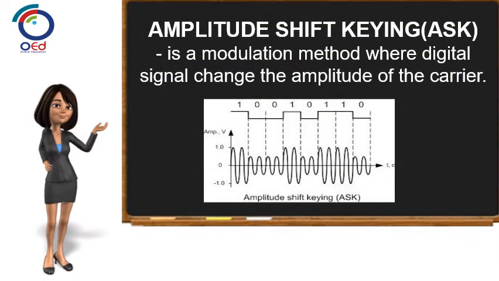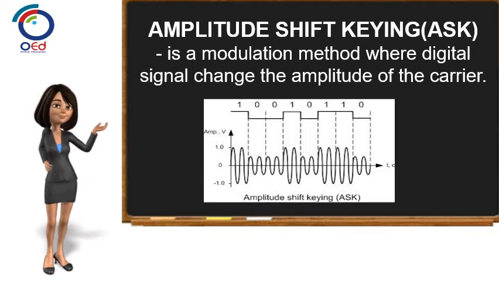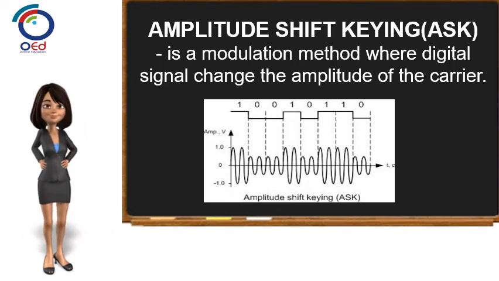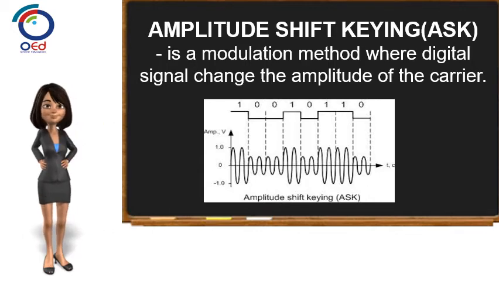Now let's talk about amplitude shift keying, or ASK. What is amplitude shift keying? Amplitude shift keying is a modulation method where the digital signal changes the amplitude of the carrier. If the signal is 1, then the carrier wave amplitude stays the same. When the digital signal is 0, the carrier wave amplitude is much weaker.